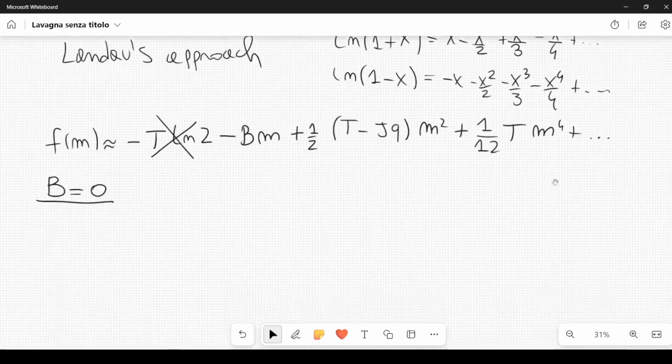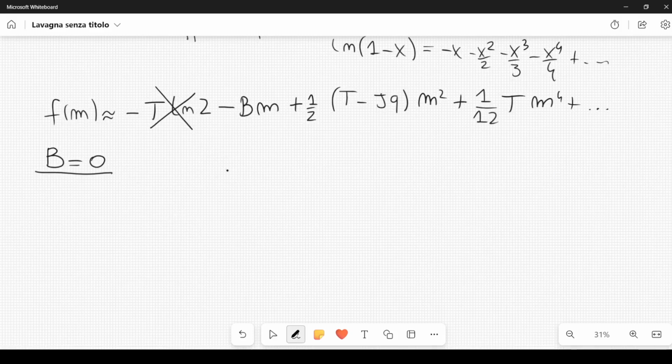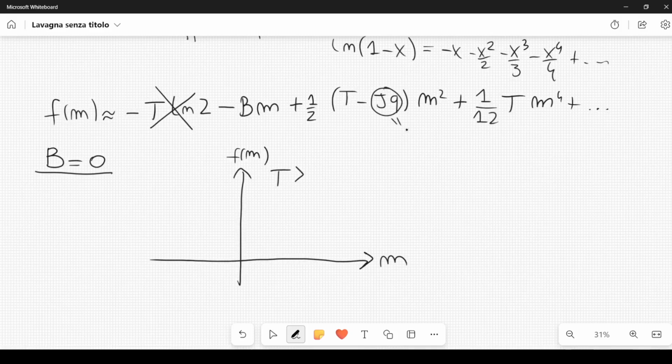Anyway, if we set b equal to 0, we have actually two possibilities in the shape of the function f of m. So f of m will be a function of m. So we want to plot f of m, but if t is greater than j times q, and this j times q is called the critical temperature Tc, so let's assume that first t is greater than Tc. So if t is greater than Tc, then the only minimum value of the function is at m equal to 0, and then it behaves like this.